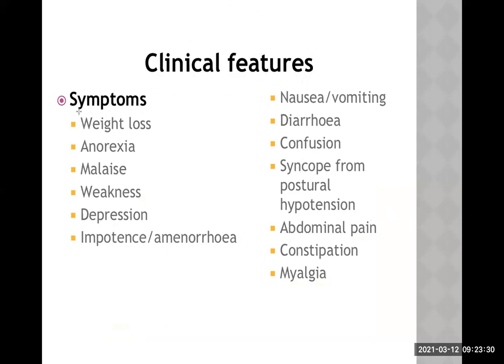That is the way. So common symptoms are weight loss, anorexia, malaise, weakness. These all are very non-specific. Depression, impotence and amenorrhea, nausea, vomiting, diarrhea, confusion, syncope from postural hypotension, abdominal pain, constipation, and myalgia. So many of them are very non-specific, even difficult to give reasons why they are occurring, because of so many interlinking processes or phenomena occurring here.